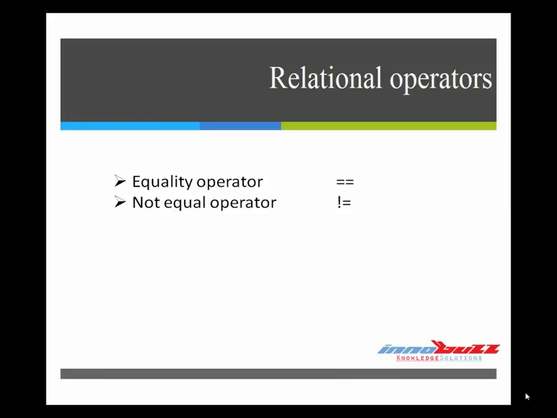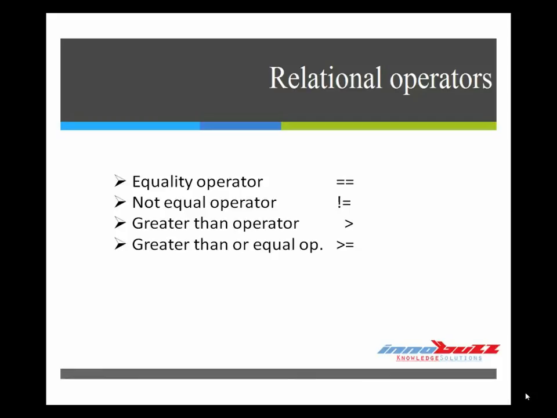The not equal operator is the opposite of this. This gives us true if the two operands are not equal to each other, and false if they are equal. The greater than operator is true when the first operand is greater than the other. The greater than or equal is true when the first operand is greater or equals to the other one. The less than and less than or equal work similar to these.